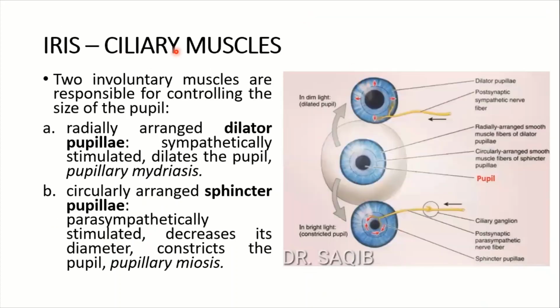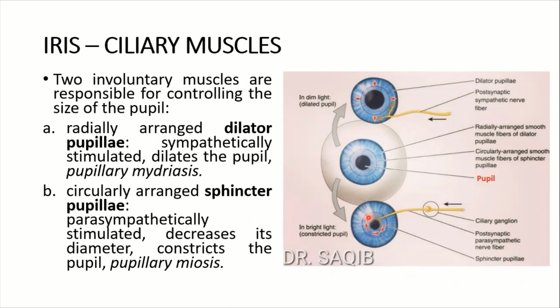So the iris, and I have to tell you about the ciliary muscles. Two involuntary muscles are responsible for controlling the size of the pupil. First of all is the dilator pupillae. The fibers are radially arranged, and it is sympathetically stimulated. Being radial fibers, they will dilate the pupil. They are the postsynaptic sympathetic nerve fibers.